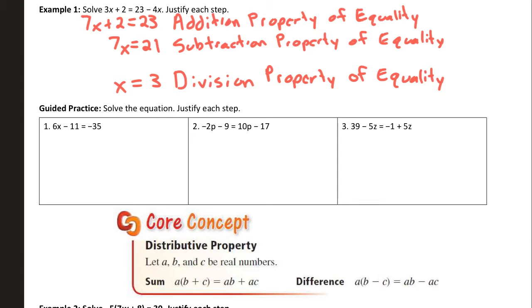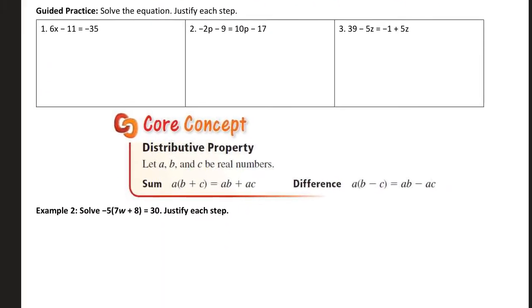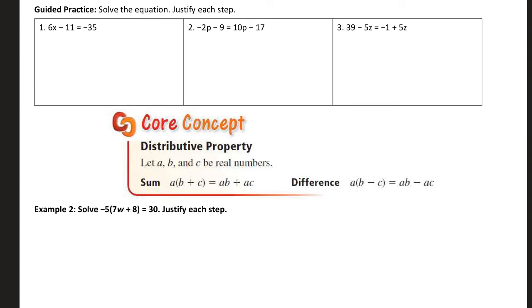So just keep in mind that I know you guys know how to solve equations, but the idea is that you are solving the equation and telling me the specific properties of equality you're using in each step. So I'd like you to do the next 2 examples, or the guided practice, the same as I did example 1, and then check with me once you're ready. So it's a good idea to pause the video, work through them, and then resume the video when you're ready to check your work.